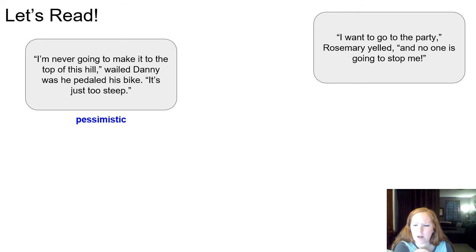"I want to go to the party," Rosemary yelled, "and no one is going to stop me." So what kind of personality traits do her words there reveal to you as a reader? I think it reveals that she's determined, but it could also be kind of bratty, depending on what's going on and why someone's trying to stop her. She should be that determined about other things in her life. She's just that determined about going to some party. So she could be kind of bratty or determined. It depends on what's really going on in the situation and why someone is trying to stop her from doing something.